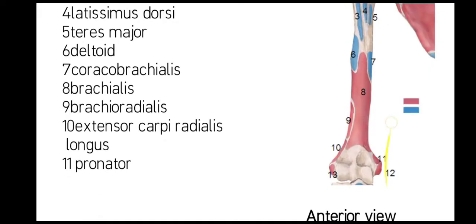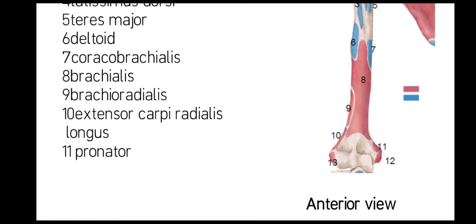Now let's see the origins of the muscles. A muscle that covers a large area is the brachialis muscle. Brachialis muscle basically covers the anteromedial as well as the lateral as well as most of the anterior area of the lower end of the shaft of humerus.